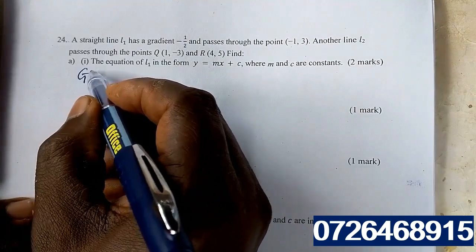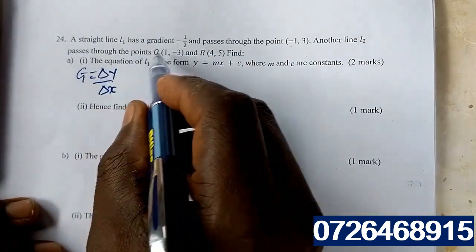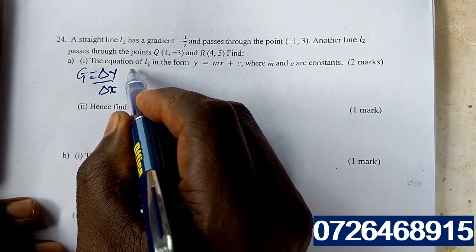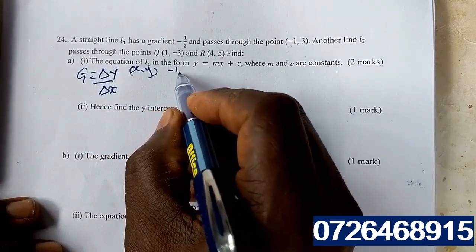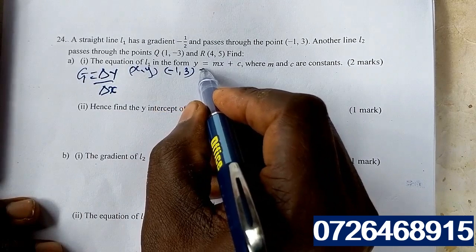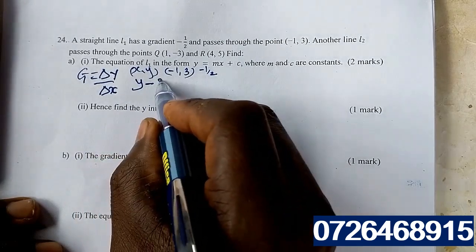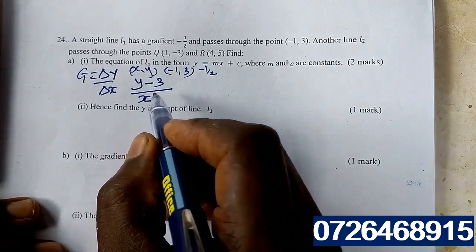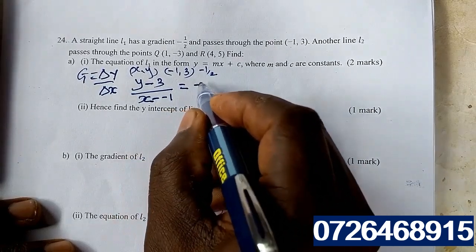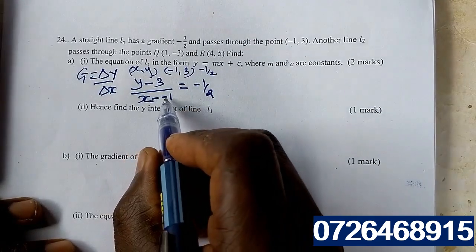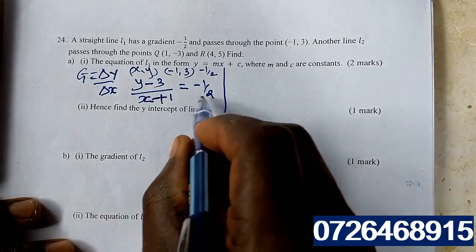So gradient equals change in y over change in x. We take the general point, which is x, y, and the point we have is -1, 3, and our gradient is -1/2. So the change in y: y minus 3, divided by x minus -1, and the answer is going to be -1/2. And a negative times a negative is going to be positive. So we cross multiply.